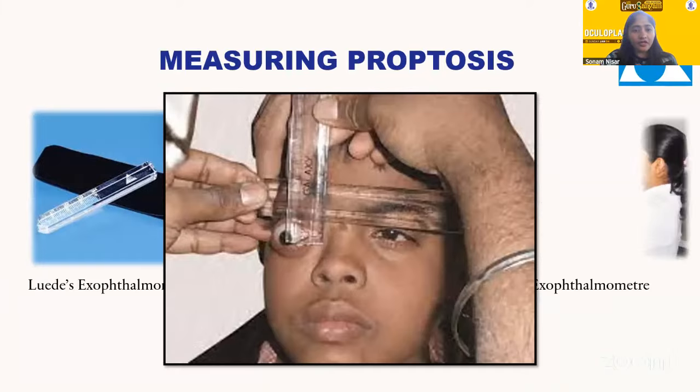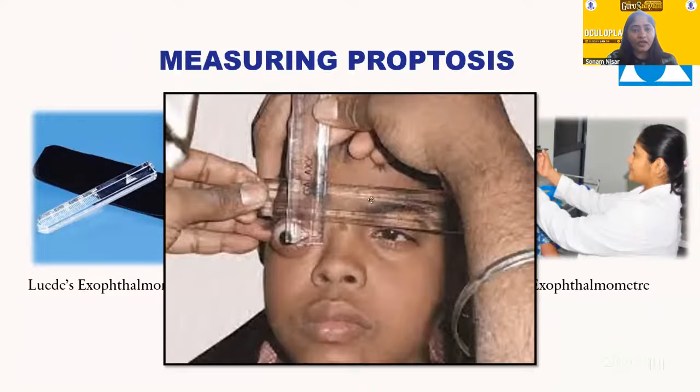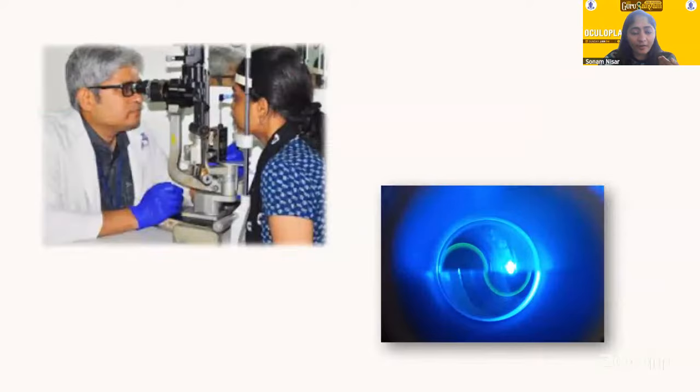Now coming on to the measuring of the proptosis. When you're looking at measuring proptosis, you have Luedde's exophthalmometer, you have Hertel's, and if nothing is available in the examination, then the best way to measure the dystopia and proptosis is by the two-scale test, by just keeping a transparent scale at the lateral orbital rim and looking at the corneal apex and seeing how much of the globe is outside away from the lateral orbital rim.